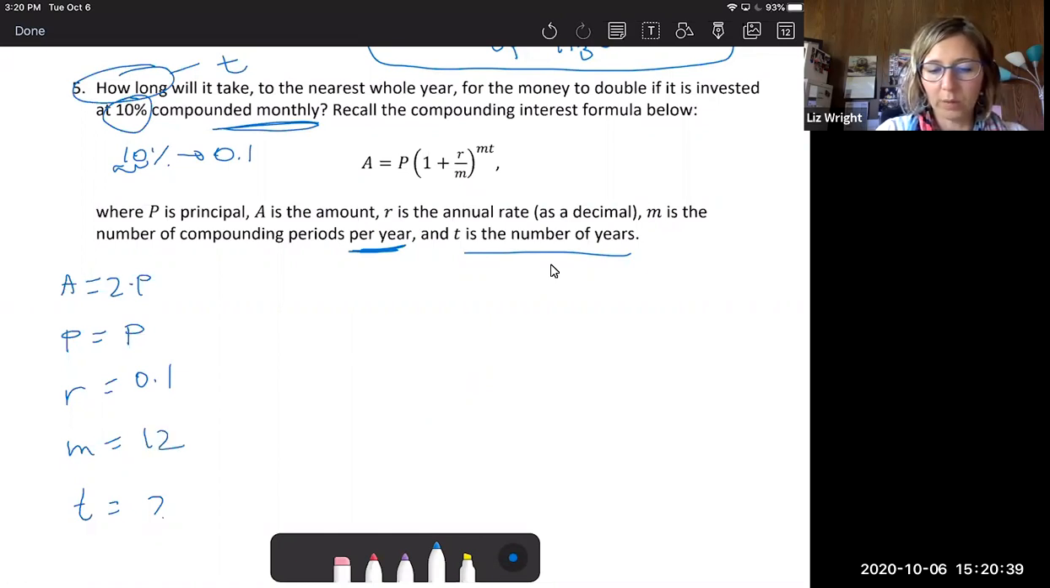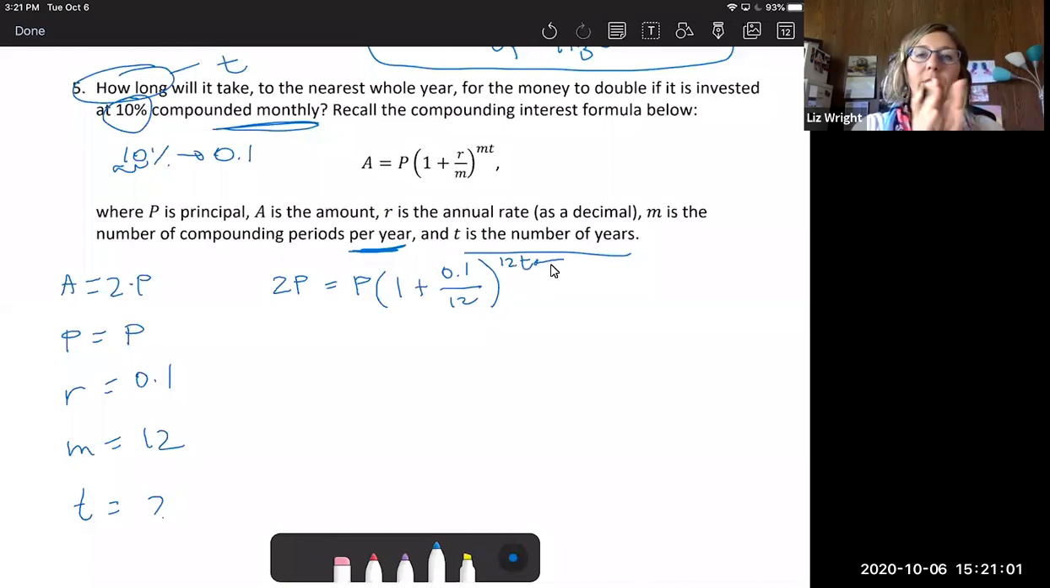But something cool is going to happen with our P's. Don't you worry. We're going to have 1 plus 0.1 all over 12 raised to the 12t. I'm hoping that you see right now we're going to have a variable in our exponent, and I'm hoping you're thinking about what we are going to ultimately have to do at the end of this to solve for it. So I want you to be thinking about that.